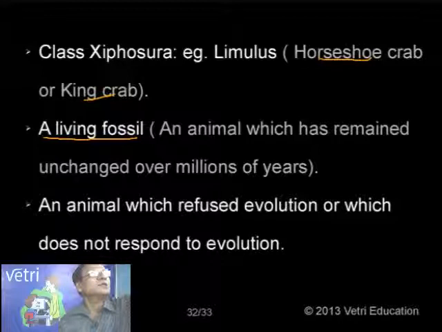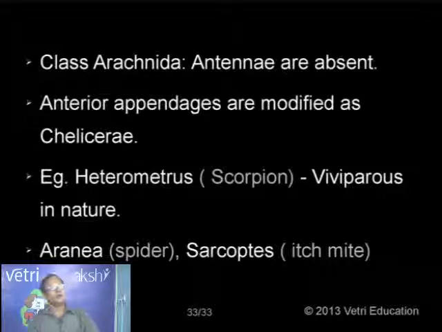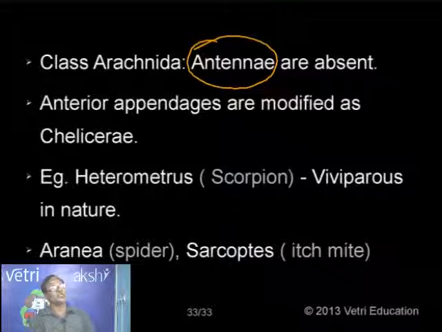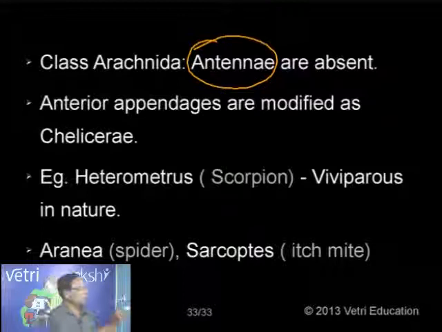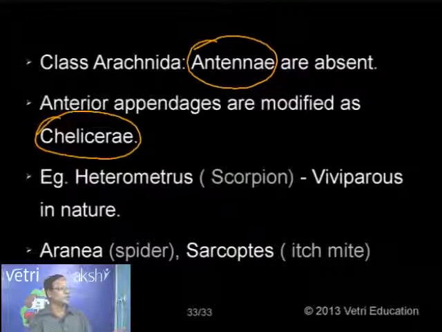For example, here the last group, Arachnida. One peculiar character in the case of scorpions and spiders is that we don't have any antennae. The antennae are absent. I mentioned already that the anterior appendages are modified into chelicerae, used for capturing the prey. We have examples, for example, Heterometrus scorpion, a peculiar one. It shows viviparity; it gives birth to young ones. Once the young ones are fully developed, the dorsal side of the body of the female ruptures, releasing the young ones, and the female dies. That is happening in the case of Heterometrus.